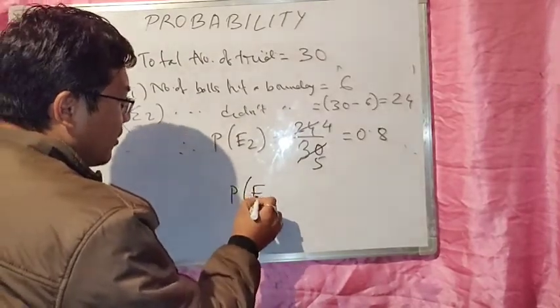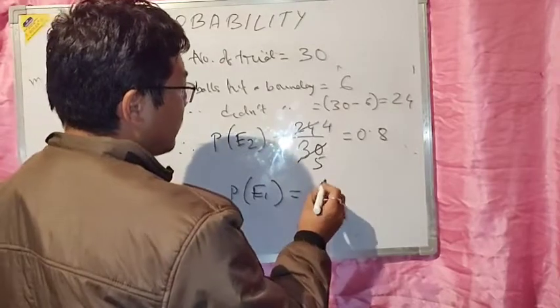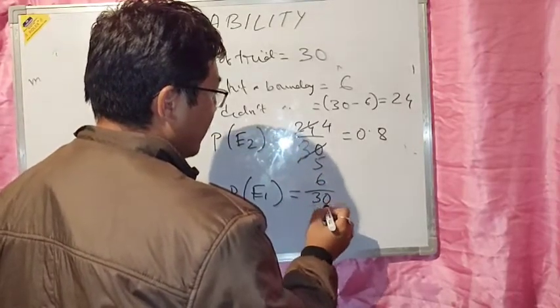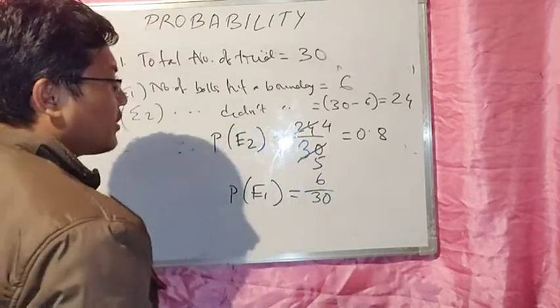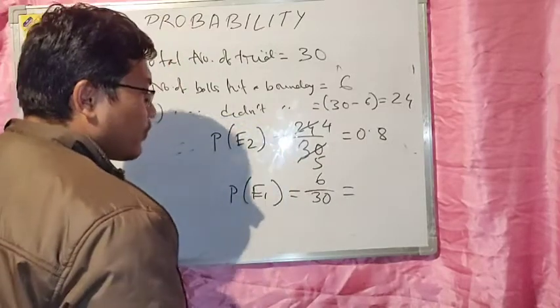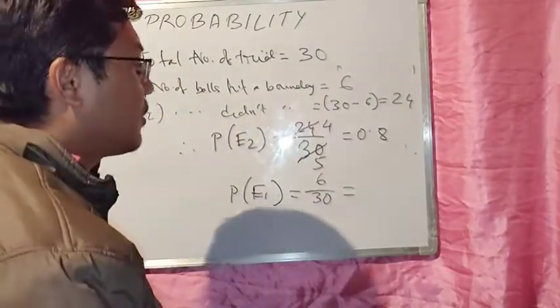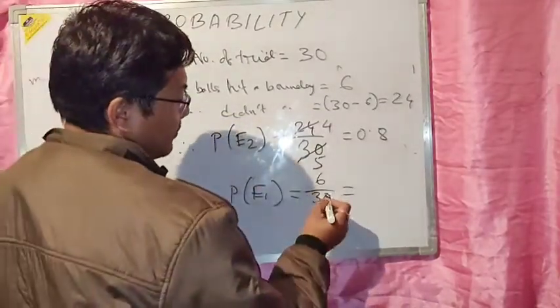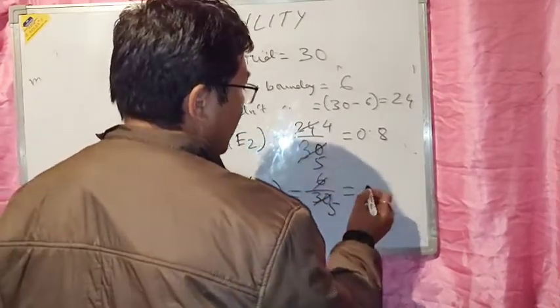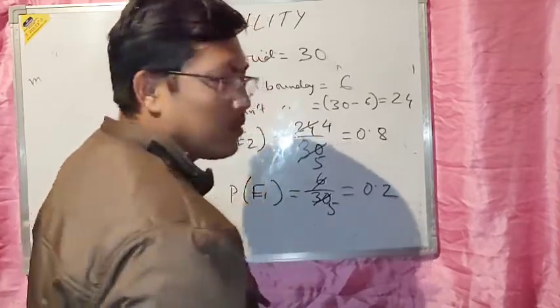Here I am writing it down, but in the exam you don't have to write it. P(E1) is 6 by 30. 6 by 30 will be how much? 6 times 5 is 30, so 1 by 5. 1 by 5 means how much? 0.2.